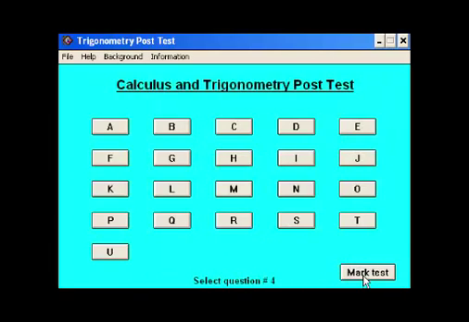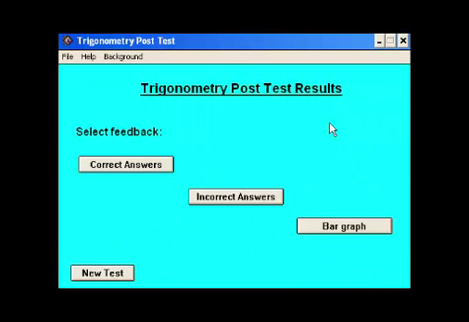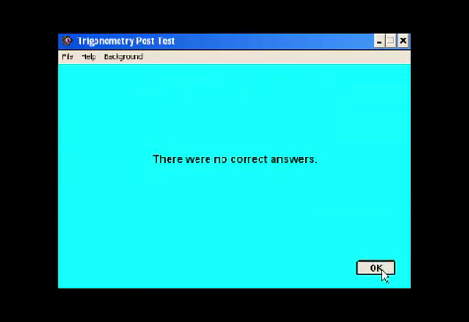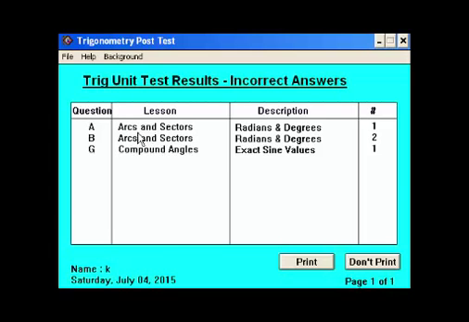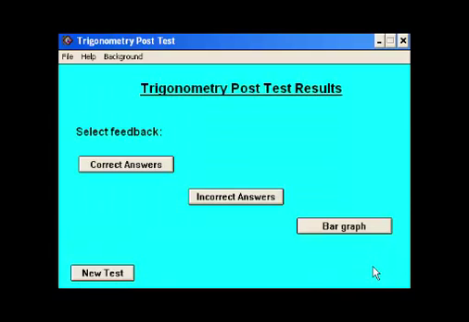After doing the test, we mark our test and we get our results. Yes, I want my test mark. Correct answers, there were none. Incorrect answers, again we can see arcs and sectors, compound angles, what was the description, and we know exactly where to go back in our lessons.